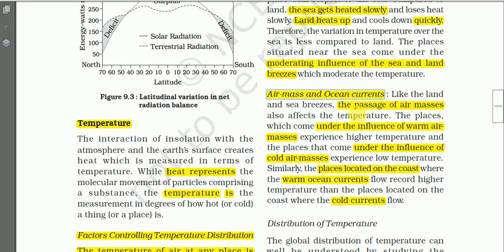Okay, then another factor, the fourth one, air mass and the ocean currents. You know, air mass will actually be discussed in the next chapter, but CBSE has deleted it for this session. So let me tell you what is air mass. Air mass is a large body of air having uniform conditions of temperature and humidity at a given level of altitude.